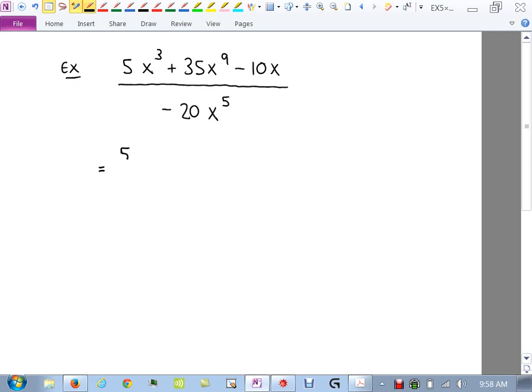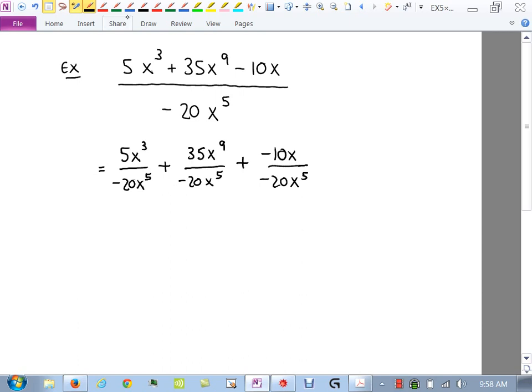I take my 5x to the third over 20x to the fifth. Then I put a plus sign. Always put a plus sign. 35x to the ninth over negative 20x to the fifth. Plus sign. Negative 10x over negative 20x to the fifth. Questions on that?